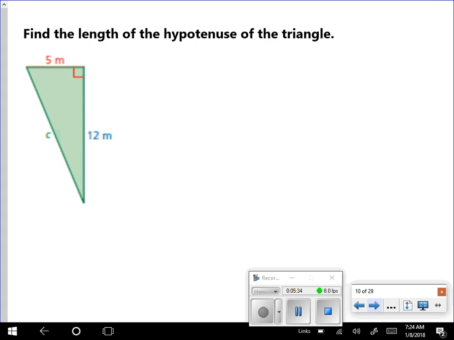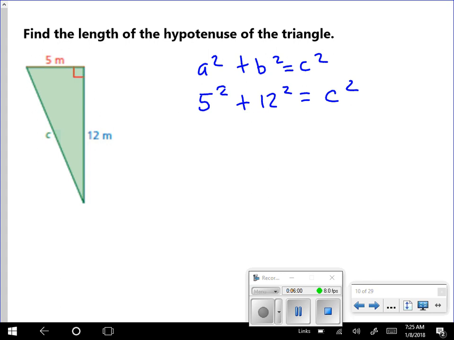Okay, so every single time we're going to be using a squared plus b squared equals c squared. And as you can see, our legs form that right triangle. So 12 and 5 form the right triangle. It already tells you that you're looking for the hypotenuse, C. So we'd have 5 squared, doesn't really matter which is B and which is A, plus 12 squared equals C squared.